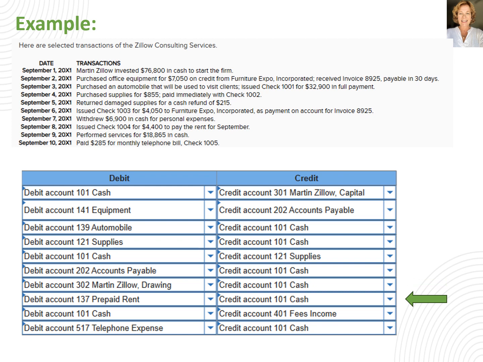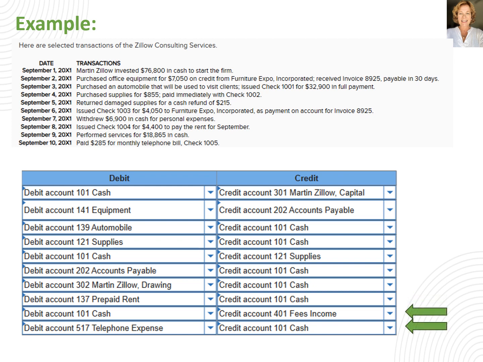On September 8th, the company issued check 1004 to pay the rent for September. The company now has less cash. Cash is an asset and decreases with credits. Therefore, we have to credit cash. The company now has more resources, though, since rent is considered prepaid expenses until fully used up. Prepaid rent is an asset, and assets increase with debits. That means we have to debit prepaid rent.